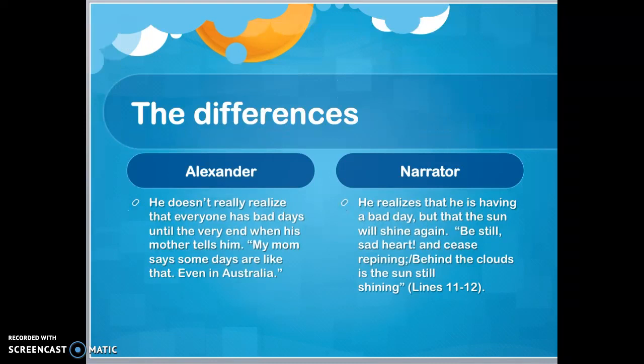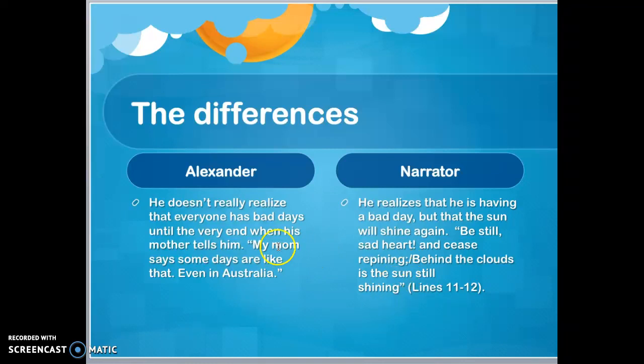Alexander doesn't realize that everyone has bad days until the very end, until his mother tells him this. But the narrator, who's an adult, does understand that every day will be like this. And the quotes in here are very important to have because then the kids can go back when they write their paragraphs or their papers, or whatever writing activity you're going to have with this. Here is: "Be still, sad heart, and cease repining. Behind the clouds, the sun is still shining."